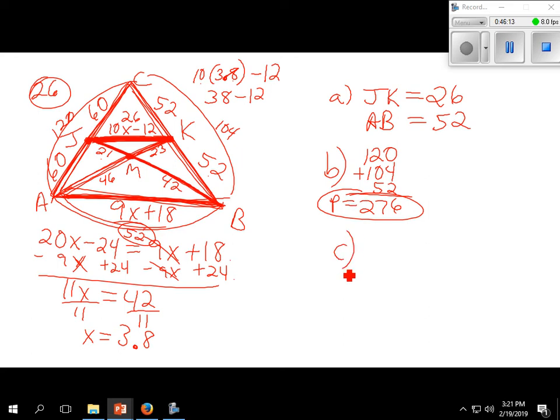Then part C says, find the perimeter of triangle ABM. ABM is this triangle. Well, I know it's 52 on one side, 42 on this side, and 46 on this side. I'm just going to add those up. That's 10, carry the 1, that's 9, 10, 140. So the perimeter of that smaller triangle is 140.